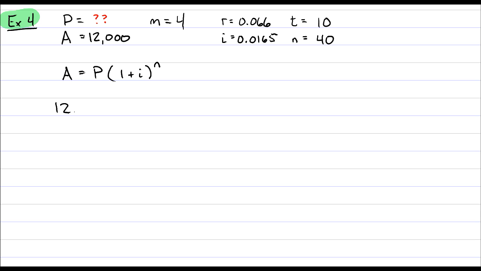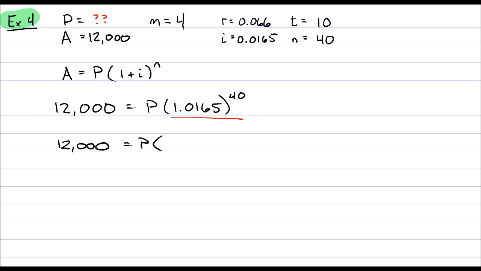My A is $12,000. I do not know what P is. 1 plus I would be 1.0165 raised to the 40th power. So now I'm going to calculate this quantity using the calculator. And I get $12,000 equals P times 1.92440.